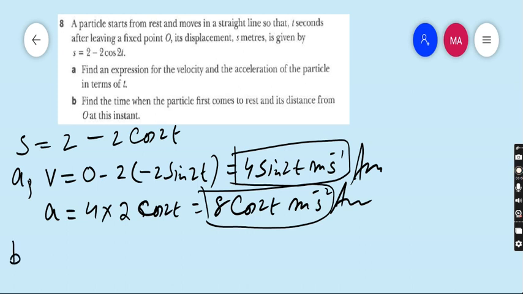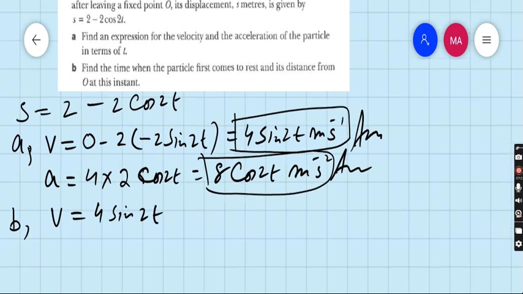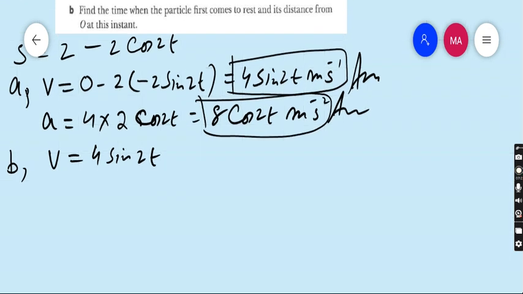Now part B is: find the time when the particle first comes to rest and its distance from O at this instant. Very nice, very easy, very important part. First comes to rest means its velocity is 0. So v is equal to 4 sin 2t, so replace v by 0.